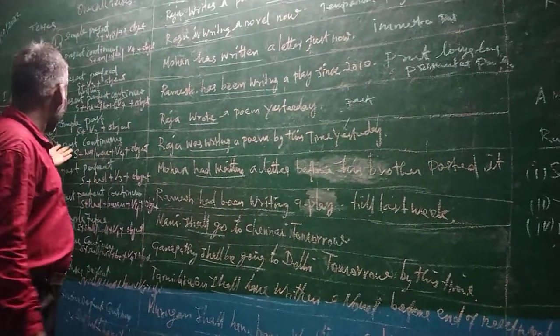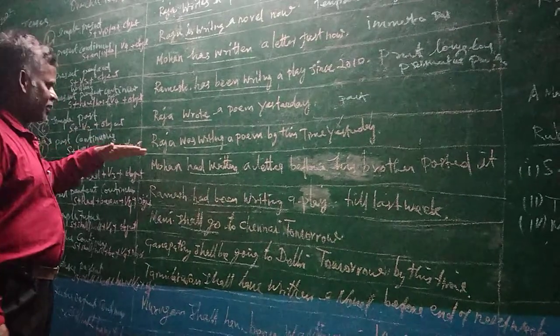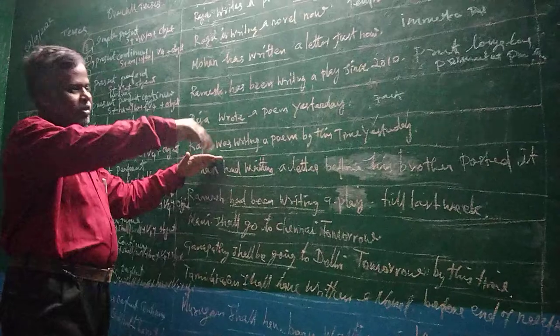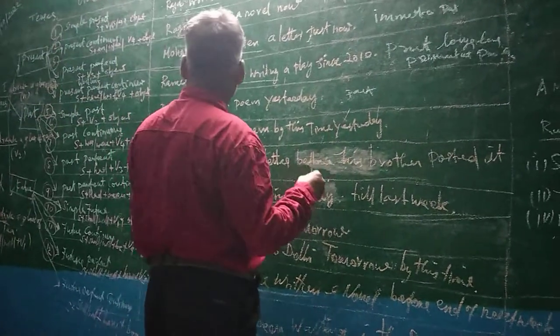I know very well that I wrote past action, past completed action. Next is the past continuous tense. That means a past temporary action. Past temporary action, that is, was writing.